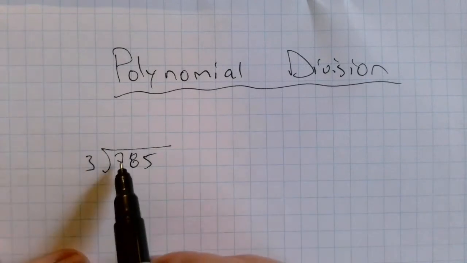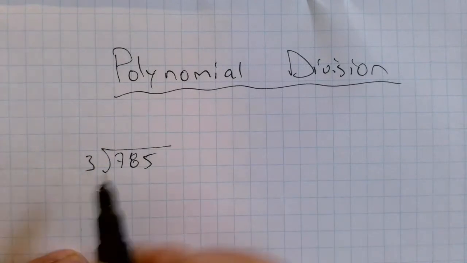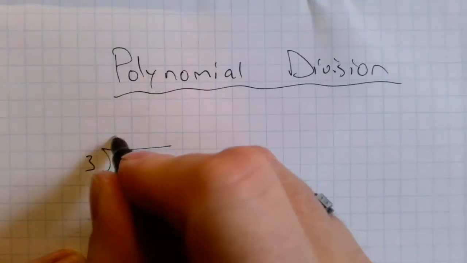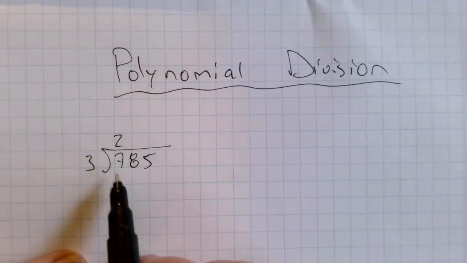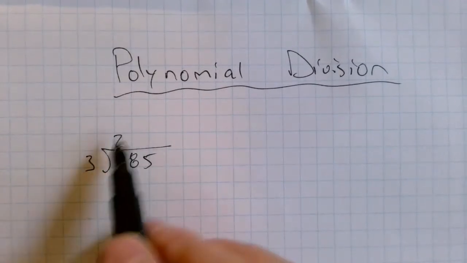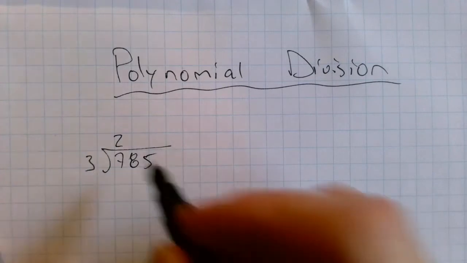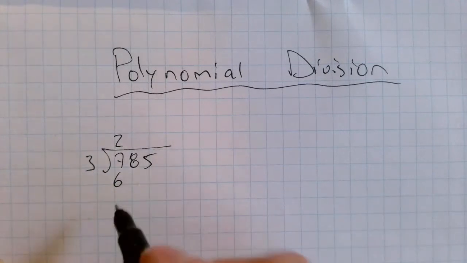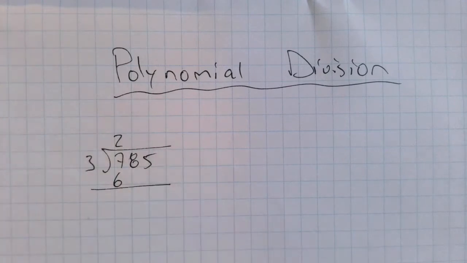So what can I multiply by 3 to get me really close to that 7? The answer is 2. I'm going to put 2 up here, just above the 7. Remember, this is 700s, and this is going to end up being 200s. So when I multiply that out, I put a 6 here. This is really more like 600, but we don't typically draw those other zeros there.